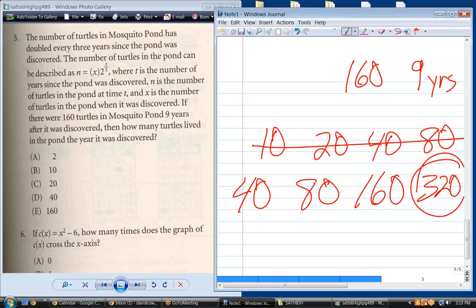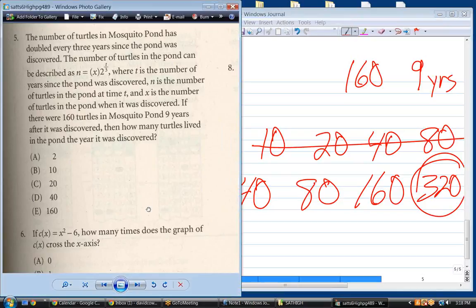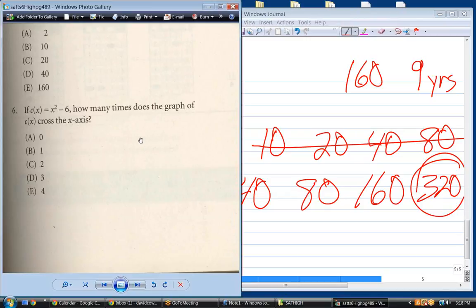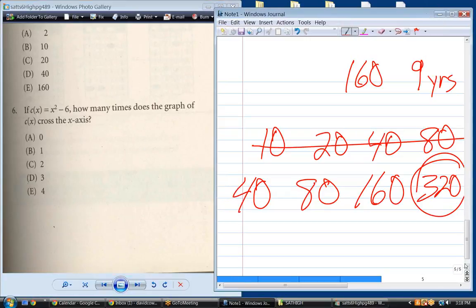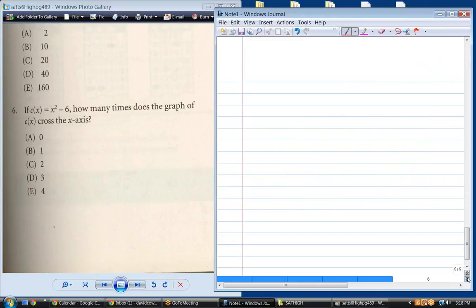Gotcha. And we never had to deal with this crazy function here. I think that was just put in there to confuse us. To intimidate us, exactly. All the key information is it doubles every 3 years, and there were 160 turtles 9 years after it was discovered. In fact, that's a beautiful question as the quintessential back-solving question, I think. Especially because you knew whether you needed more or less when you tried one.